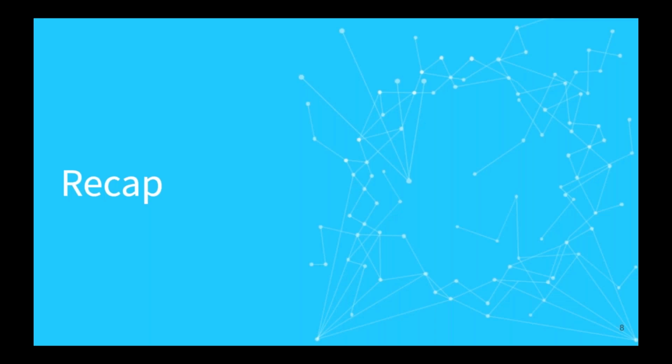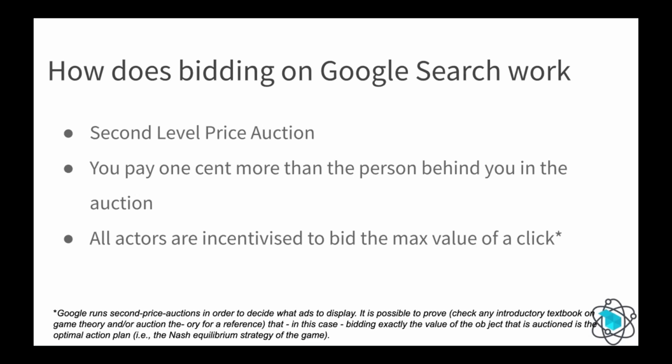So let's do a very quick recap on the fundamentals of bidding. How does bidding on Google search work? Three main things to know. This is a second level price auction, aka Dutch auction. That is a very sophisticated way to say that we basically are paying only 1 cent more than the person behind us in the auction.